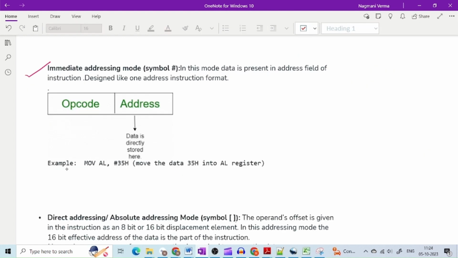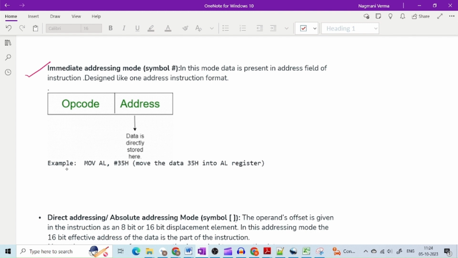Let's talk about the immediate addressing mode. Immediate addressing mode means we are going to give the data in the instruction itself. So in this case, again, the CPU has no need to go to the memory or to the register. The data is already there in the instruction, so it will just perform the instruction on the data.